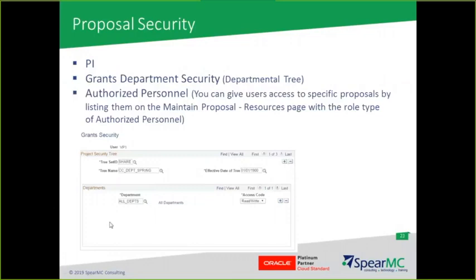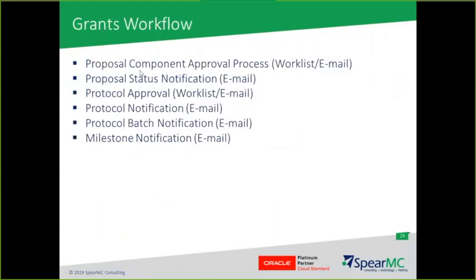In terms of the security to that proposal, the PI automatically gets security to it. So any proposal where that individual is a PI, they can access the proposal. And then as delivered, you can give access to individuals based on a department tree, or you can also assign individual people security to an individual proposal. The workflow, I guess I'll talk briefly about the delivered grants workflow.